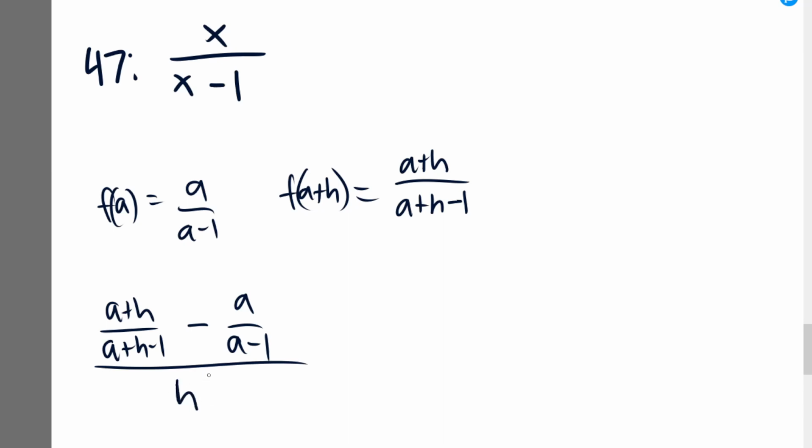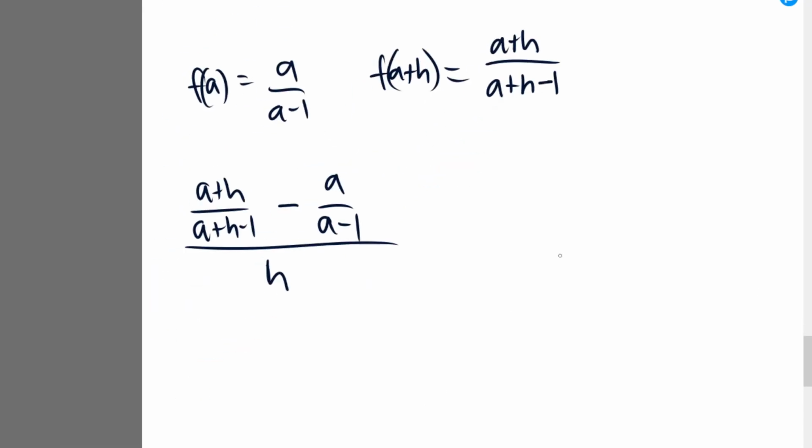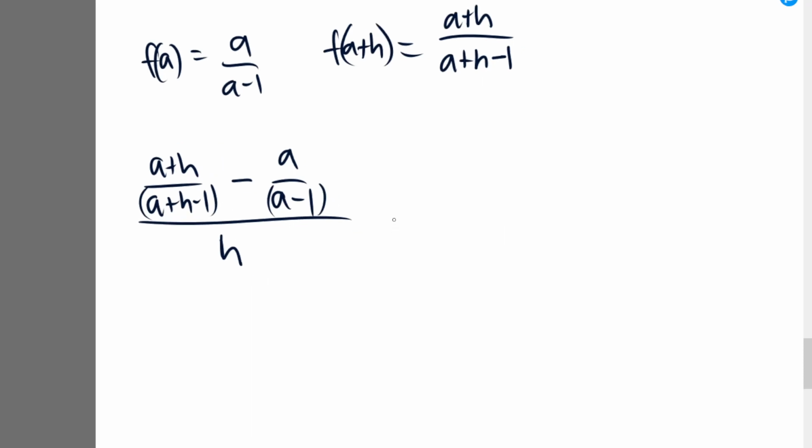Now I'm not sure how far they want you to simplify this, so let me double check really quick. Okay, let me just try something real quick. Let's ignore this h for a minute, and let's try to do this operation. We need the same denominator if we want to be able to combine them. So this one's missing a minus 1, and this one's missing a plus h minus 1.